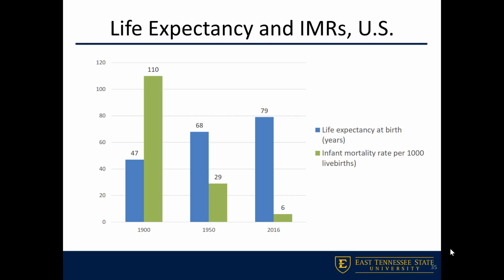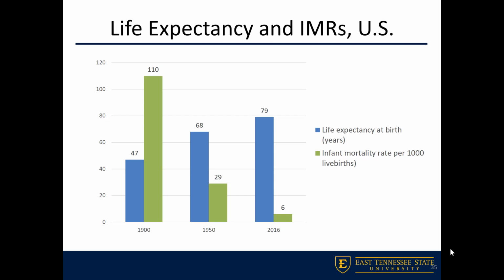But we see an even more drastic change in infant mortality. So 110 babies per 1,000 would not live until their first birthday in 1900. And we've now made such improvements that that number's down to 6. 6 is still high compared to other industrial and Western countries. But when we're looking at the changes in America, this is a very important one.